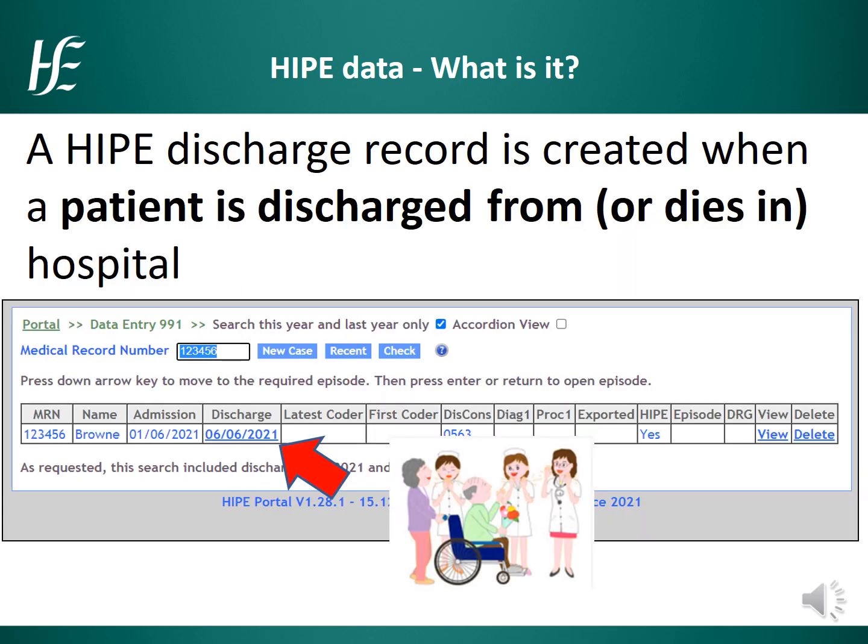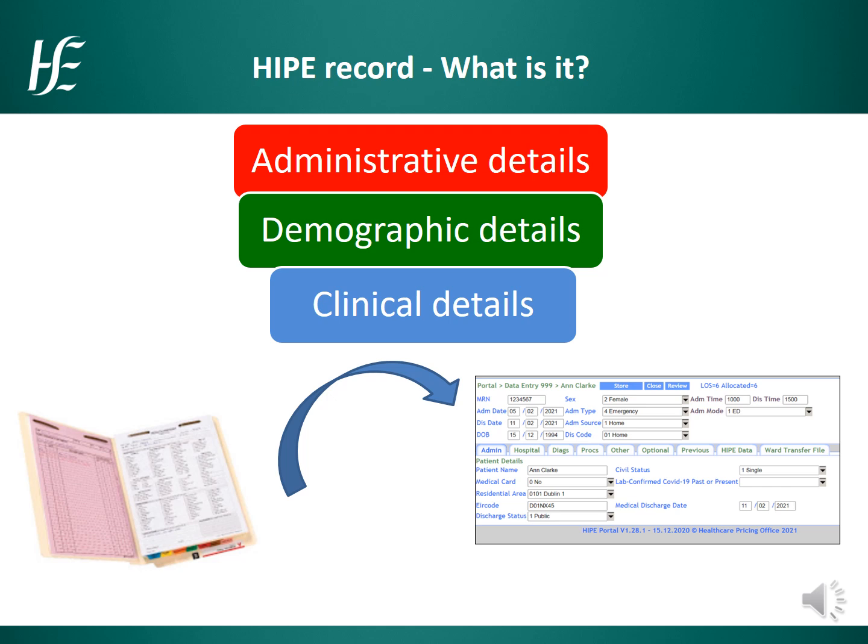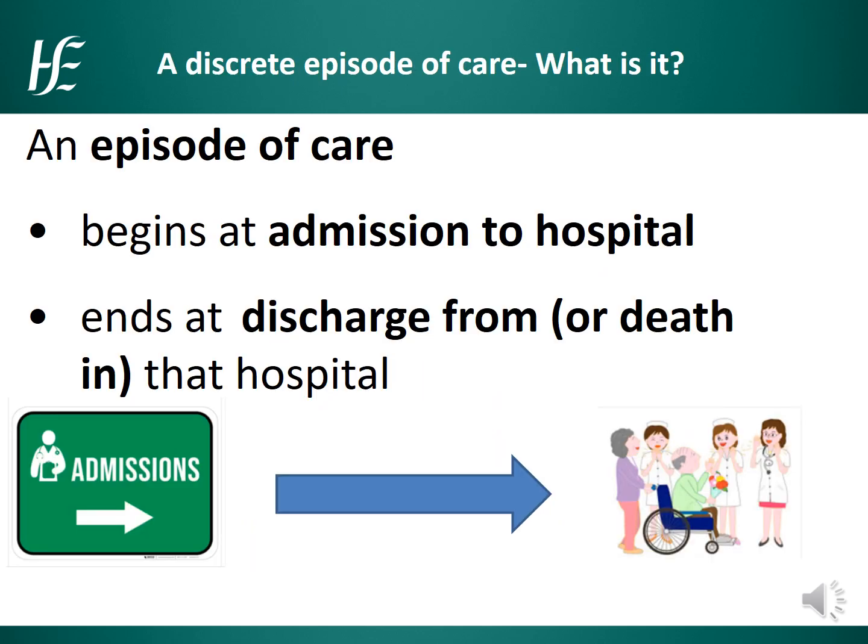The HIPE discharge record is created when a patient is discharged from or dies in hospital. By the time of discharge, all the information pertaining to that admission should have been captured and completed. This record contains all the administrative, demographic and clinical information for a discrete episode of care. What is a discrete episode of care? An episode of care begins at admission to hospital and ends at discharge from or death in that hospital.